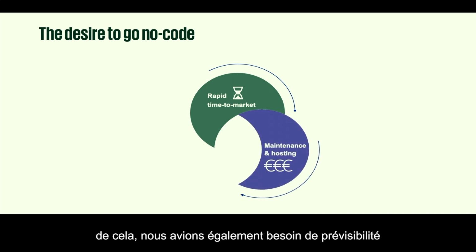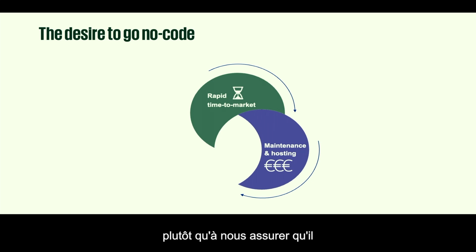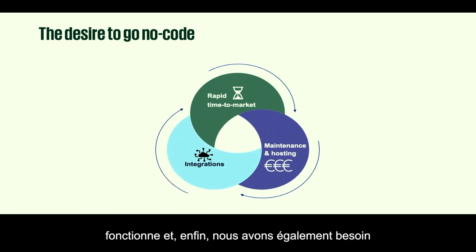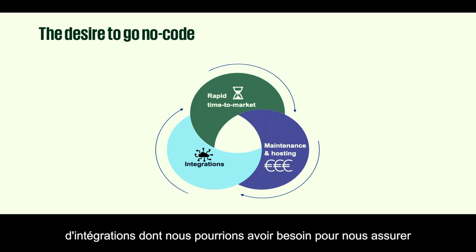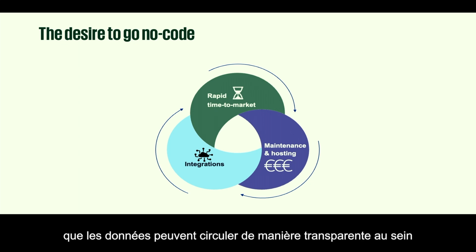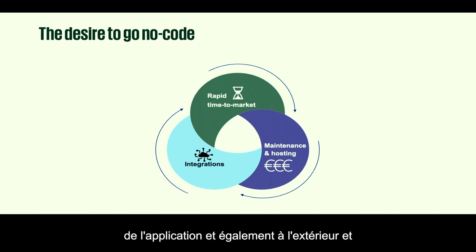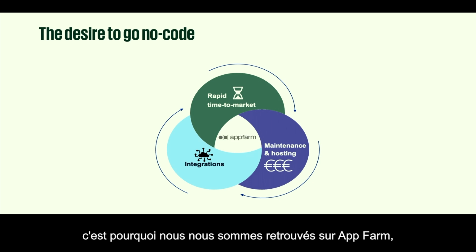And in addition to this, we also needed predictability when it comes to maintenance and hosting, ensuring that we could spend as much time actually developing the product rather than making sure it runs. And then last of all, we also needed integrations. We needed to make sure that data could flow seamlessly within the application and also outside. And that is why we ended up on Appfarm, for a lot of different reasons, as I will go into on the next slide.